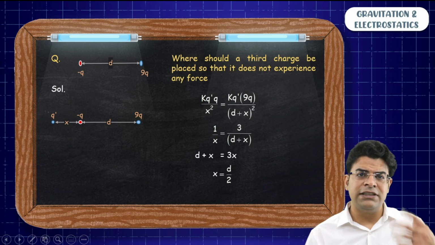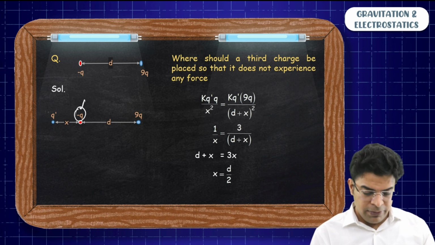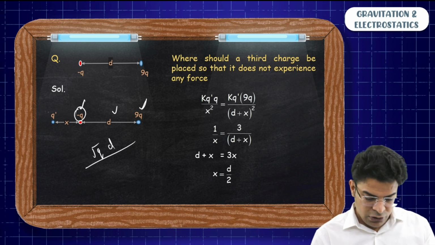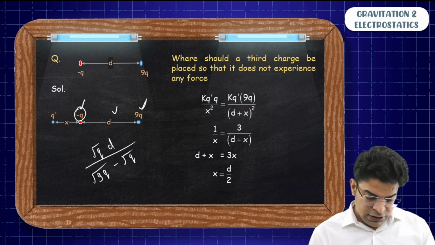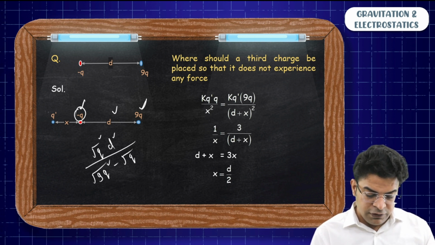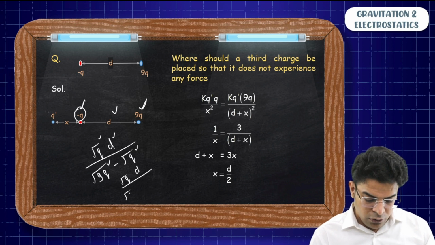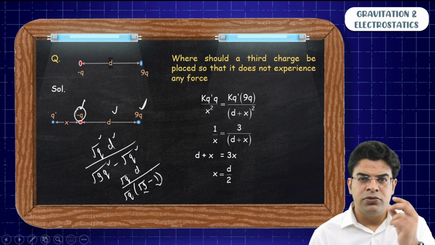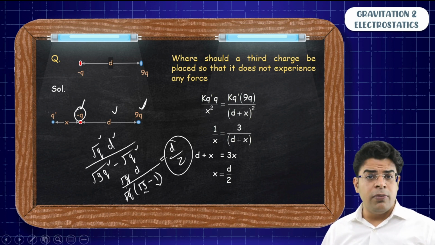Sir, can I do the same question using the formula you have just taught? Yes. The distance from q will be equal to root q into d upon the greater one, root of 9q, minus root of q. Now in this quantity, from each term you can take root q common. So you get root q into d upon root q times (root 9 minus 1). Root 9 minus 1 becomes 3 minus 1, 2, and this root q gets cancelled, so you get d by 2. So sir, can I simply mug up the formula and use it?